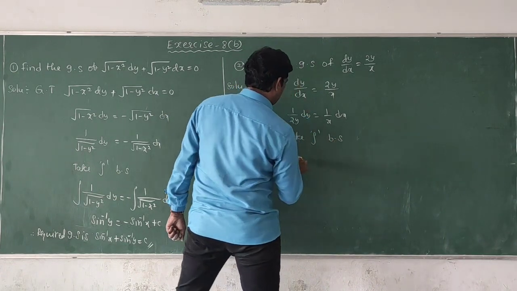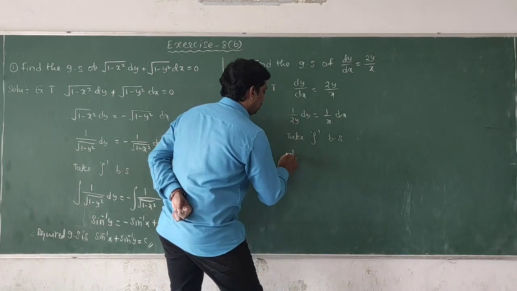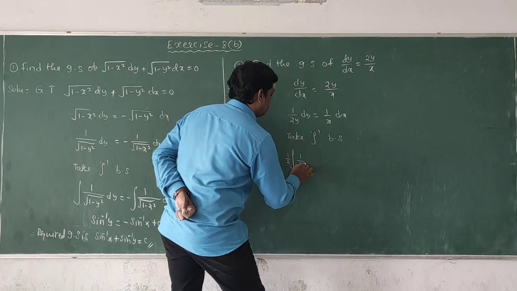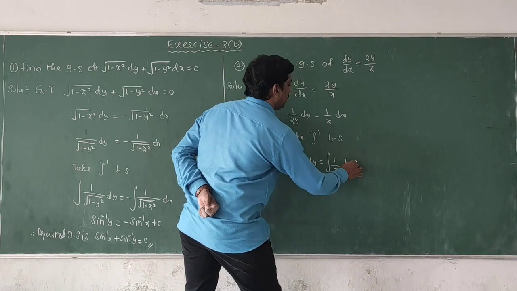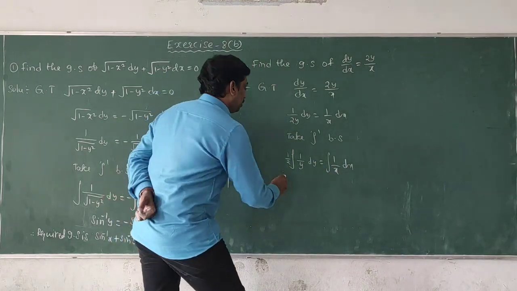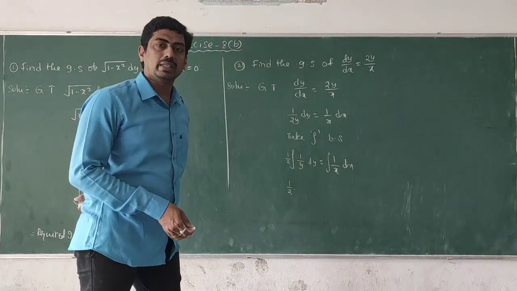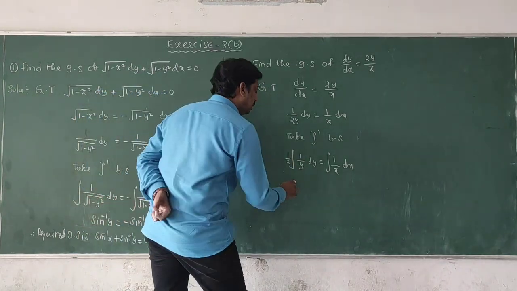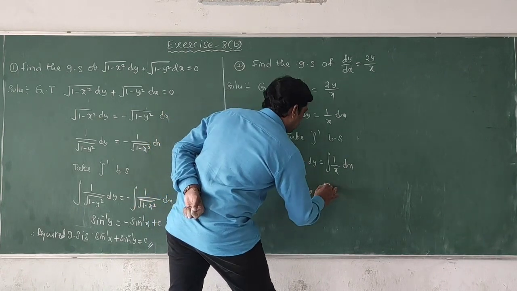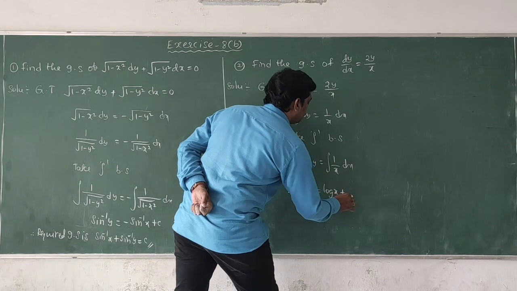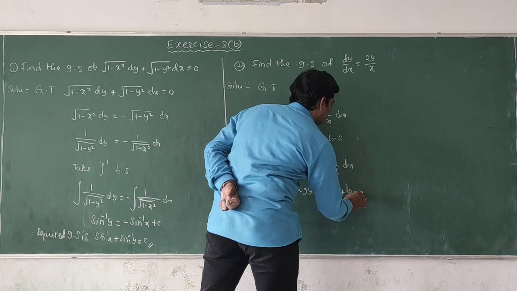Take integration on both sides. Here 1 by 2 is a constant, so 1 by 2 into the integration of 1 by y dy equals the integration of 1 by x dx. Integration of 1 by x is log x, and integration of 1 by y is log y. So, 1 by 2 log y equals log x plus constant, written in terms of logs.